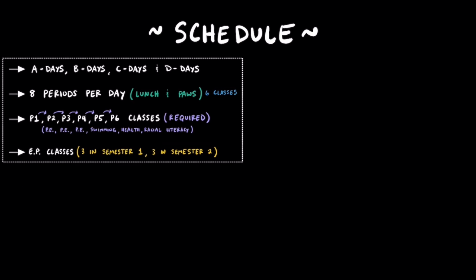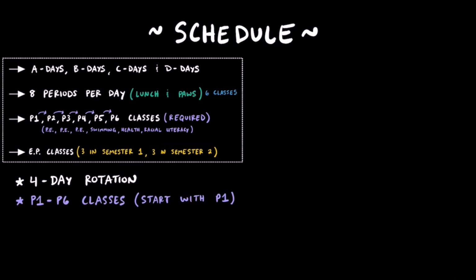In summary, we have a 4-day rotation. You'll have these P1 to P6 classes, but you really only have to worry about P1 at the beginning of the school year. You'll be able to take EP classes, and you just have to look for the S1 on your schedule for the beginning of the school year. And you'll also find lunch and pause on your schedule.